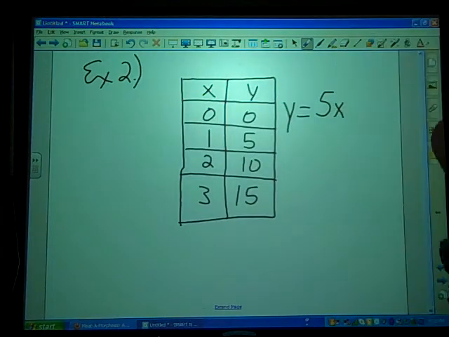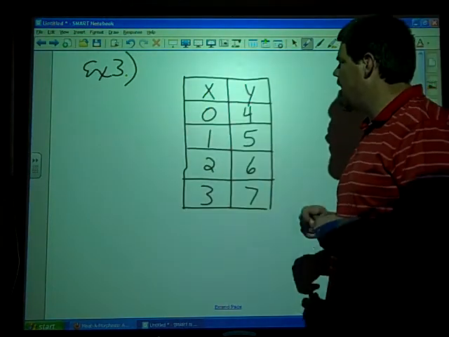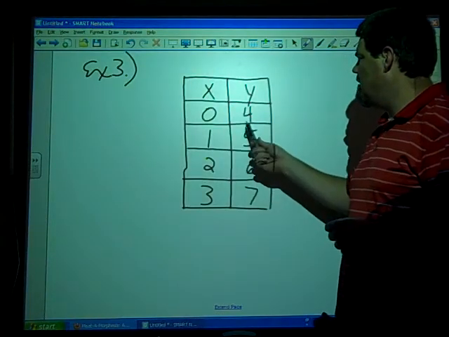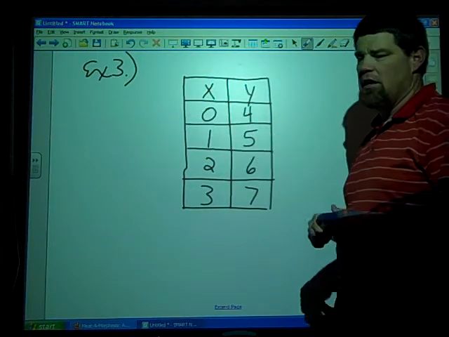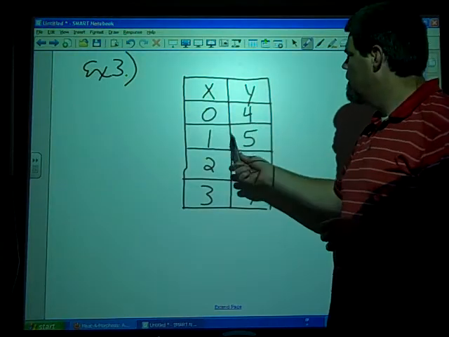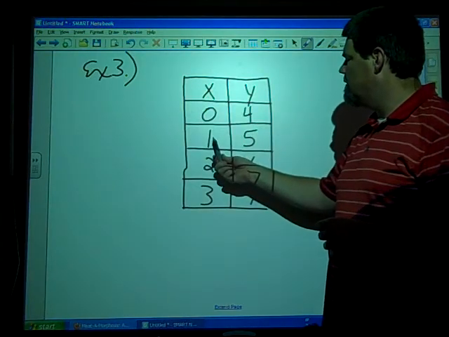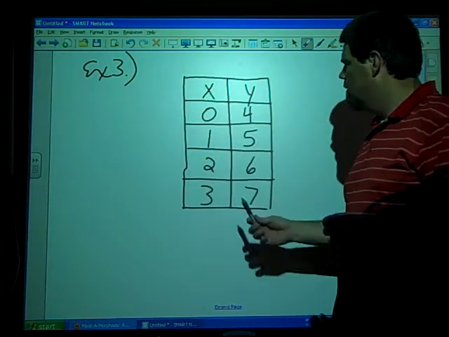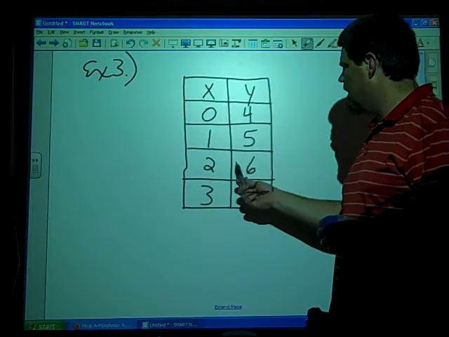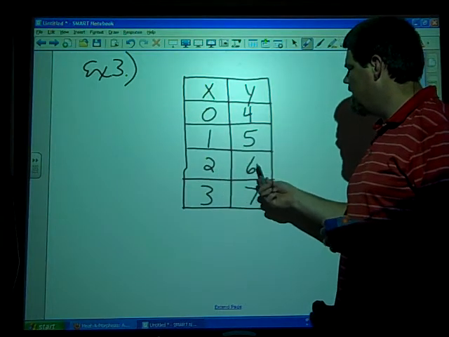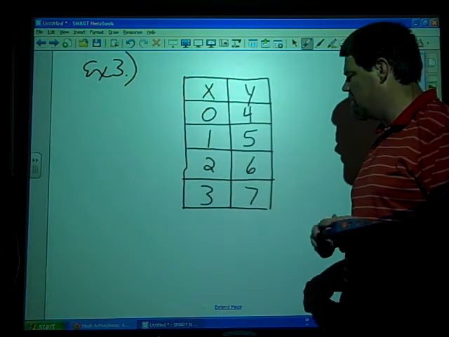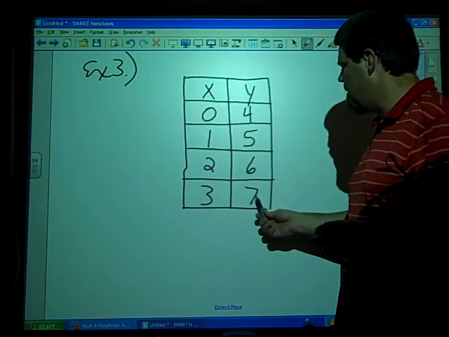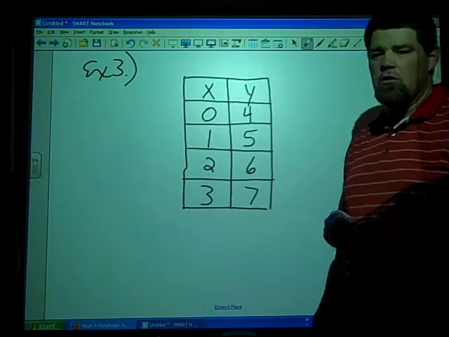Let's look at another example. In this example, our input value is 0, and it went through the machine, and the rule, when it came out, made it a positive 4. The next number went into the function machine as a 1, and it came out as a 5. 2 went in as the input value for x. It came out as y, the output value, of 6, and then the 3 was put in for x, and it came out of the function machine as a value of 7.